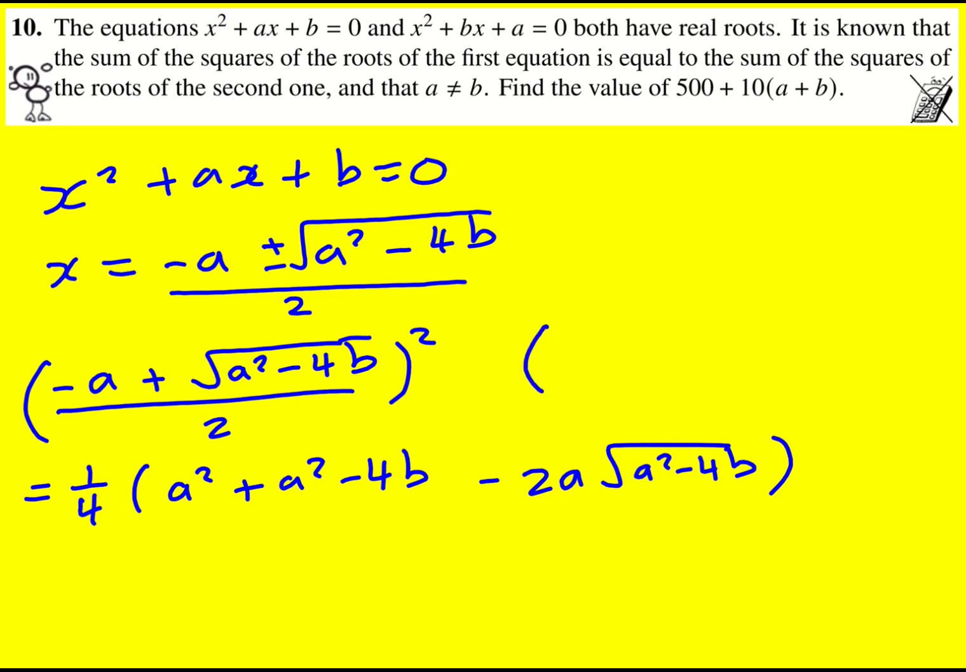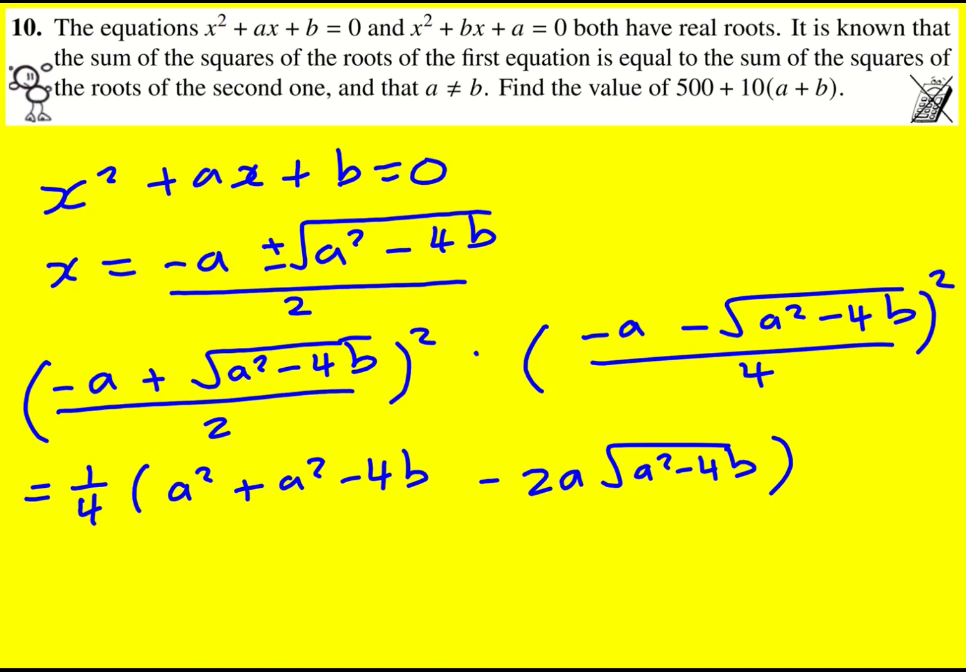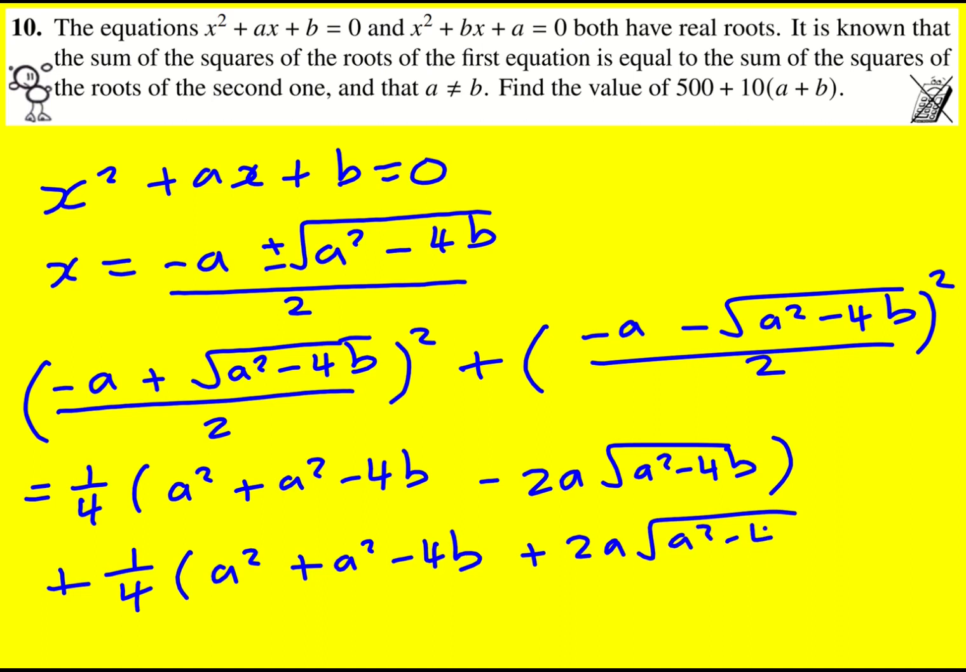And when I square the other one, it's going to be minus a minus root a squared minus 4b, all divided by 4. Remember, I'm adding these. Sorry, I haven't squared it yet, so it's still divided by 2. I'm going to get a quarter again when I square it. I square the half. And then again, a squared plus a squared minus 4b. This time it's going to be plus 2a root a squared minus 4b.